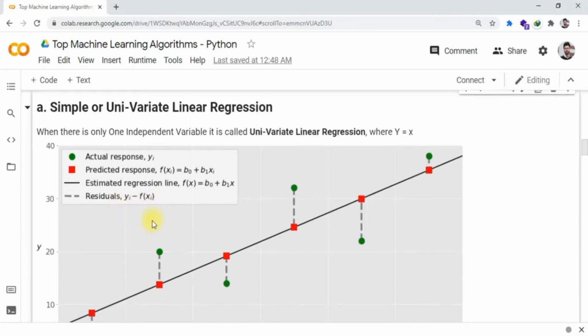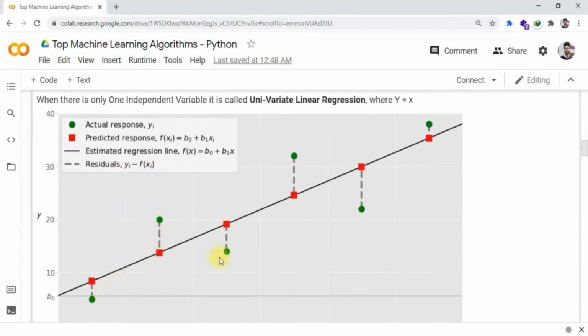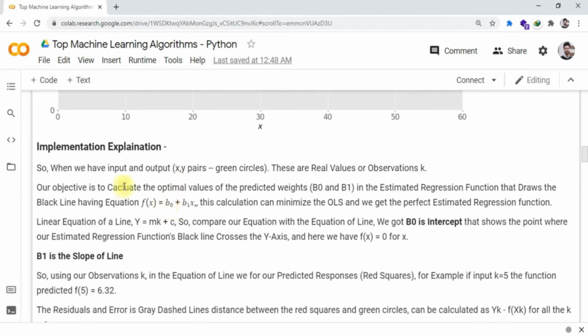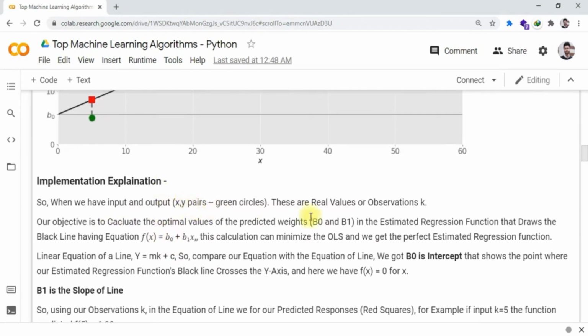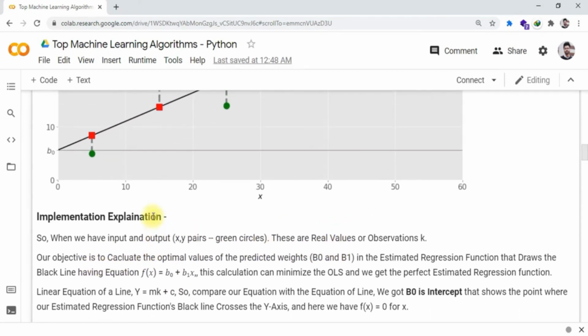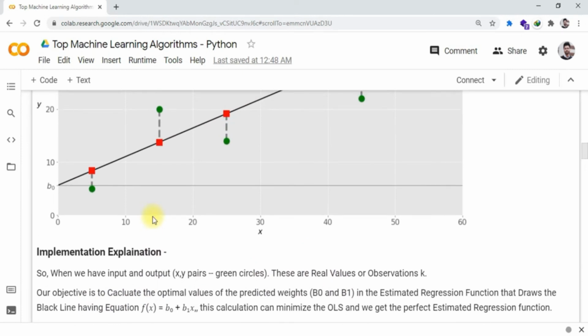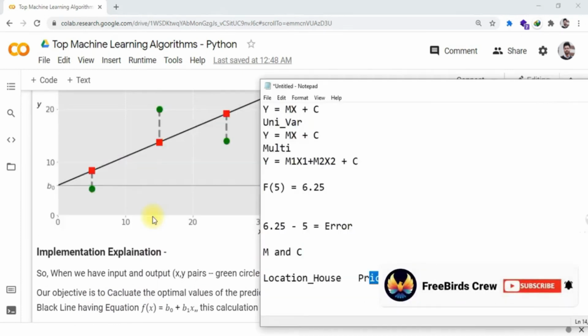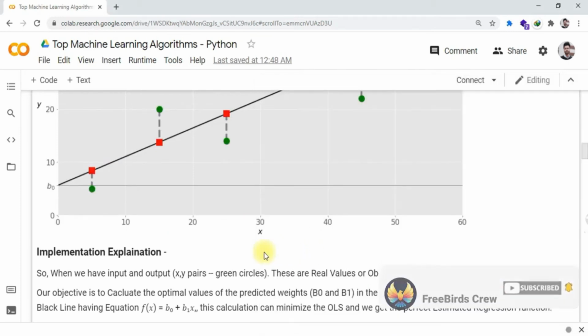So the actual responses are these green dots, and the predicted responses are these red dots, and the estimated regression line is this black line, with this dashed line being the residual error. So the real values here, the xy pairs, are the real values or observations. Our objective is to get the best predicted weights, that is b0, b1 or m and c, slope or intercept. We want the best values for these two.